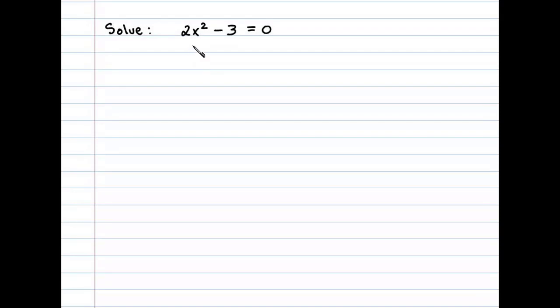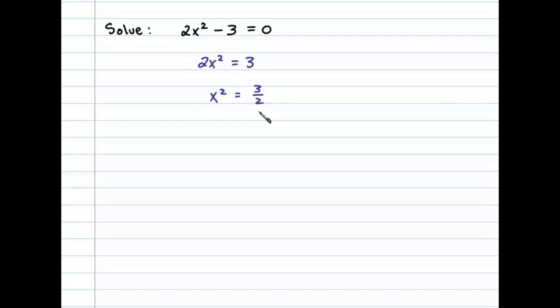Here we're asked to solve 2x squared minus 3 equals 0. We'll do that by extracting the roots. Let's begin by isolating the square term. Here we'll add 3 to both sides and we'll be left with 2x squared equals 3. And then dividing both sides by 2, we have x squared equals 3 halves.